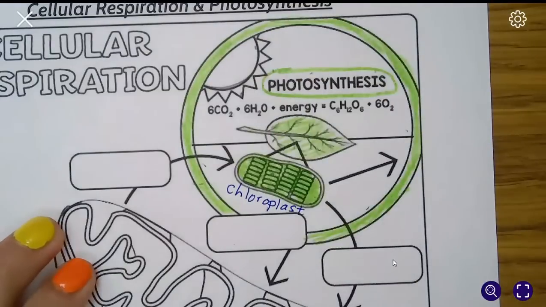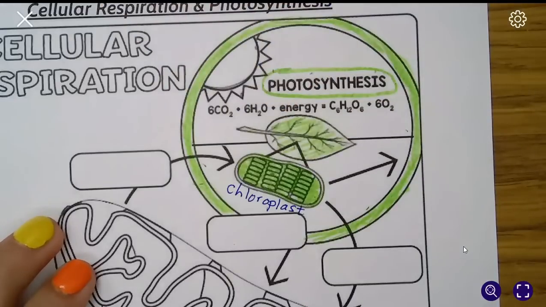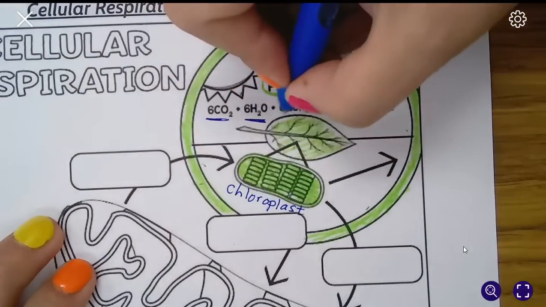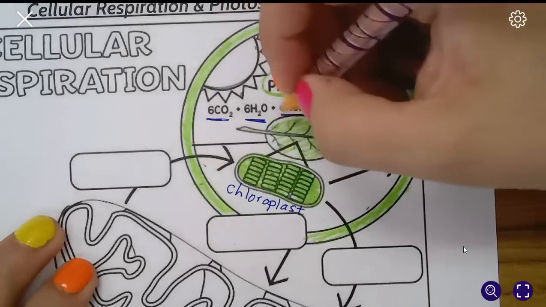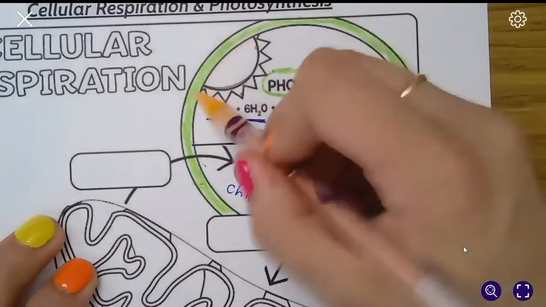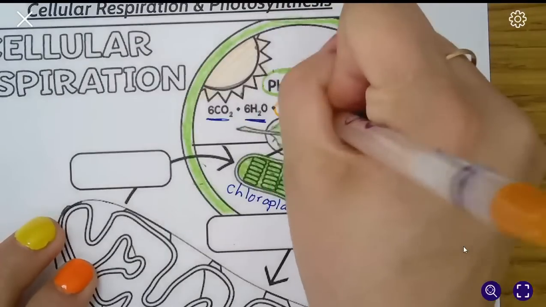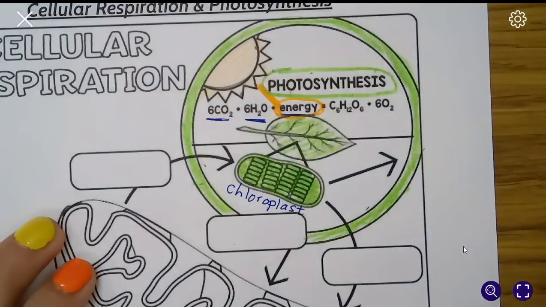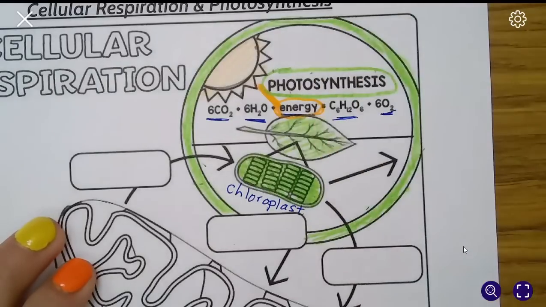So, photosynthesis. We have our inputs and our outputs. So, photosynthesis has inputs of carbon dioxide and water plus energy. And that energy is coming from the sun. So, going to shade my sun in orange. You could use yellow if you really wanted. But remember, this is coming from the sun. And then it produces sugar and oxygen, right?